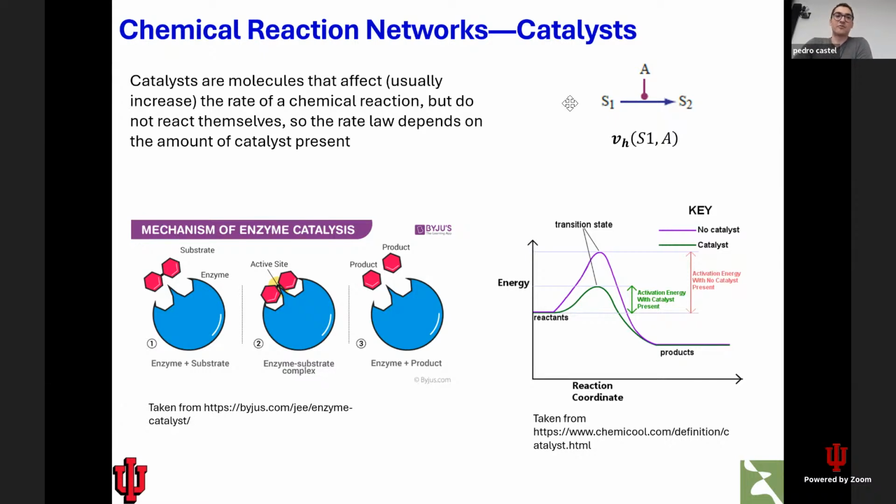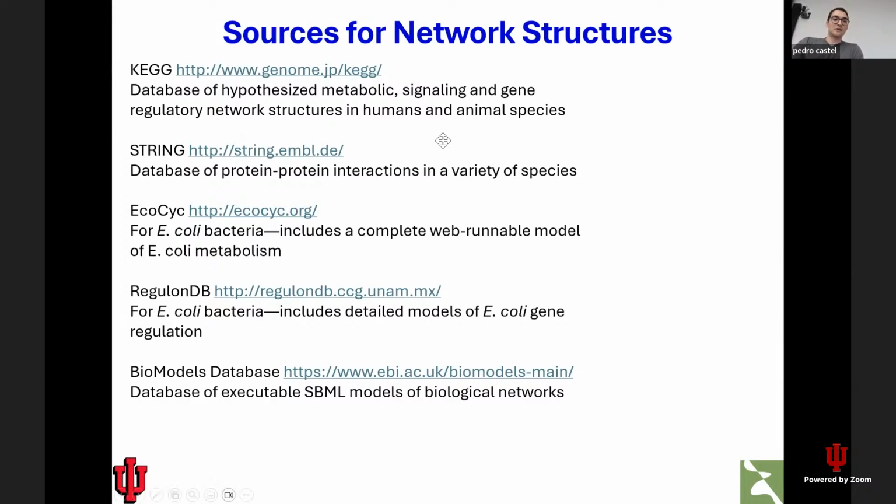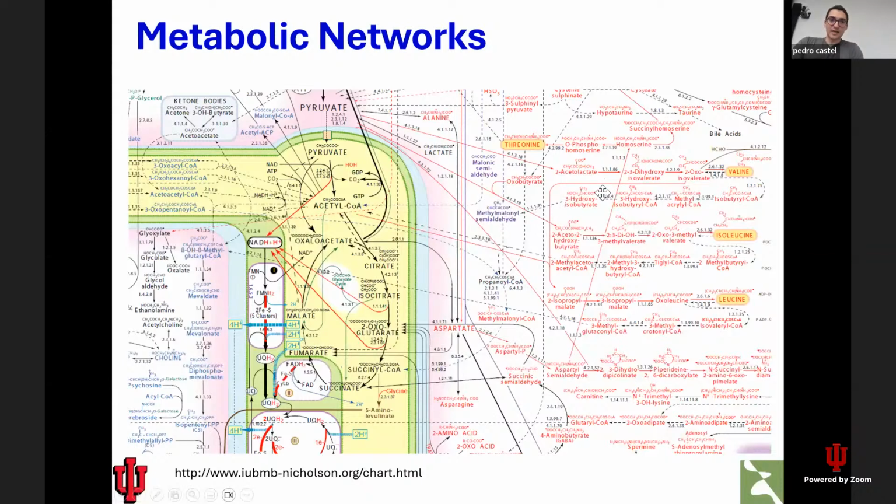So there are many forms of enzymes out there. We also saw how to represent them in a simple Tellurium code. So the advantage here of Tellurium, of course, is that you write the reaction as they look in the paper. So A plus B and then right arrow C, very simple stuff, and the rate of reaction. Sources for network structures, and we'll start with metabolic networks.